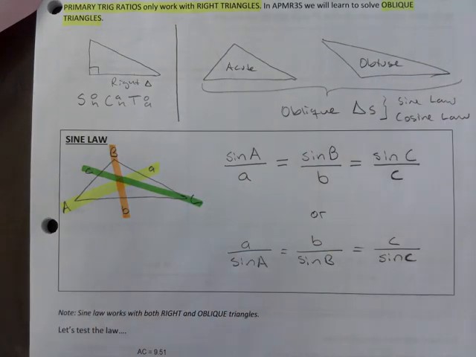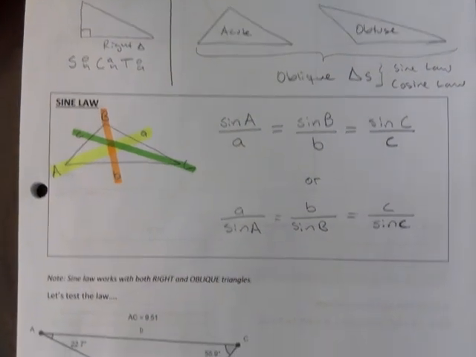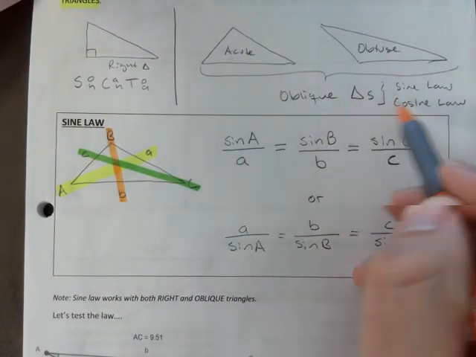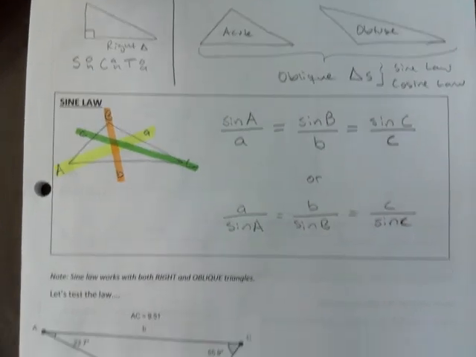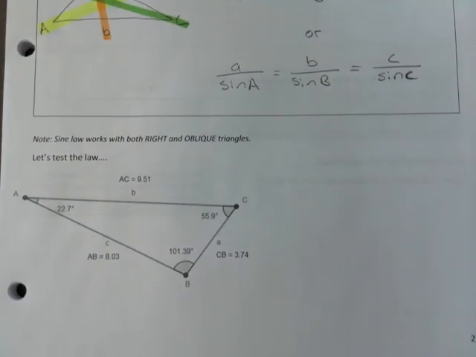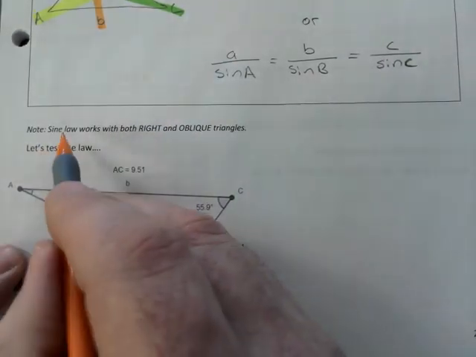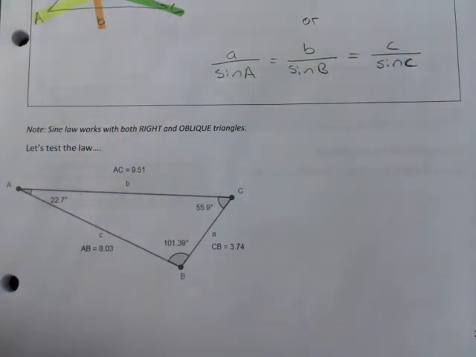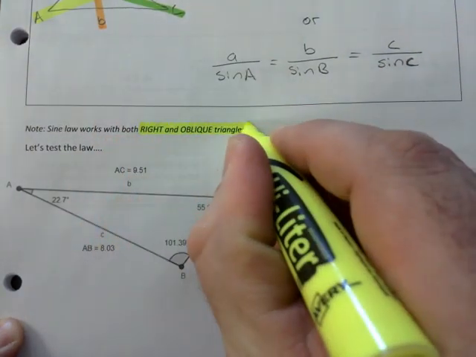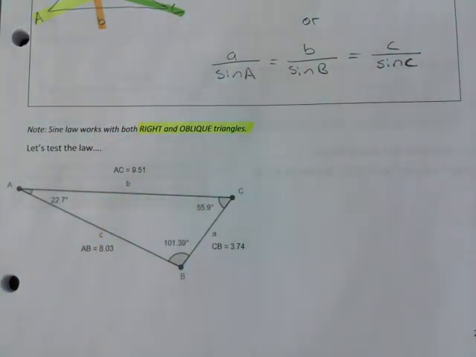I will just make a note later. I think you're going to be okay. But when it's acute or obtuse, for sure, it's only this one that works. I will just make a note later that sine law works for all, not just oblique. Oh, there it is. Sine law works for both right and oblique triangles. I keep on changing this booklet, so now I see that it's there, so that's good.